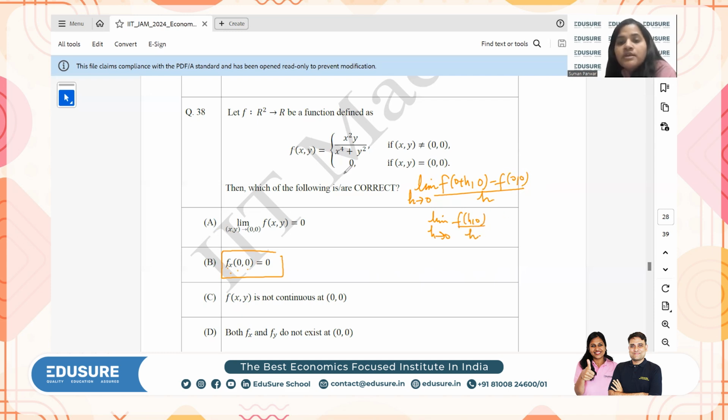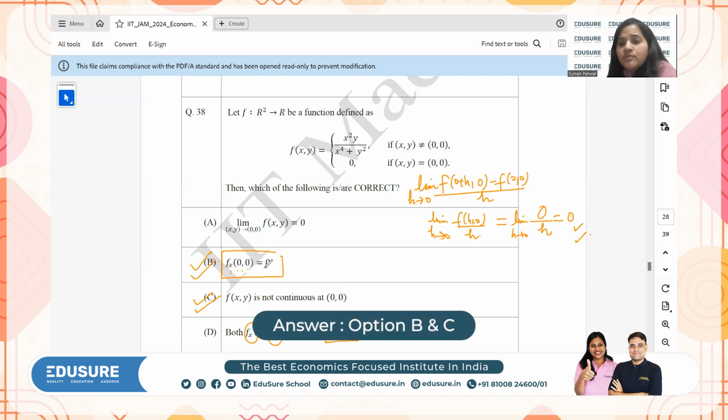Now f(0, 0) is 0. So f(h, 0) means my y value is 0, which means it becomes 0 by h. So the partial derivative at (0, 0) is actually 0. So option B is correct. Option C is already correct. Now, "both fx and fy do not exist at (0, 0)" is an incorrect statement because we have already seen that fx at (0, 0) is equal to 0. So options B and C are correct.